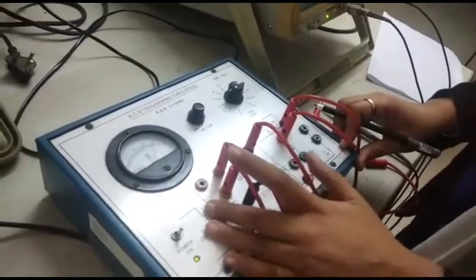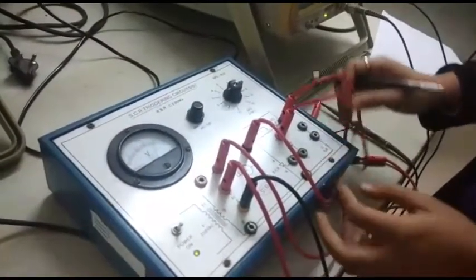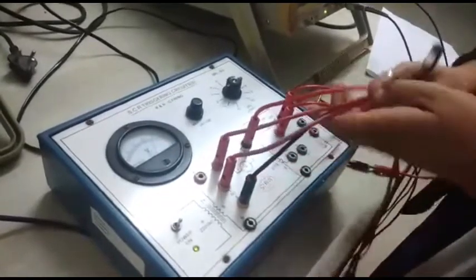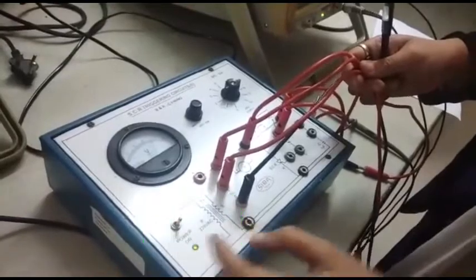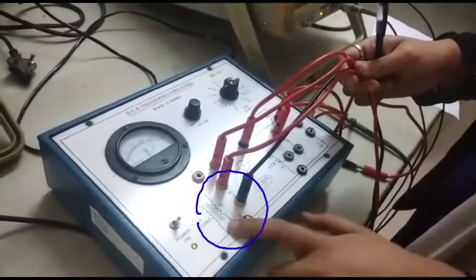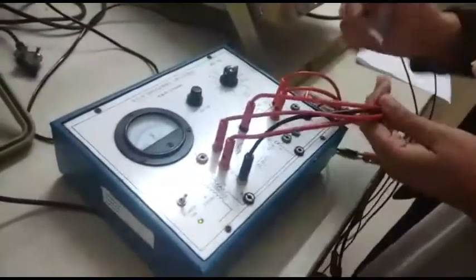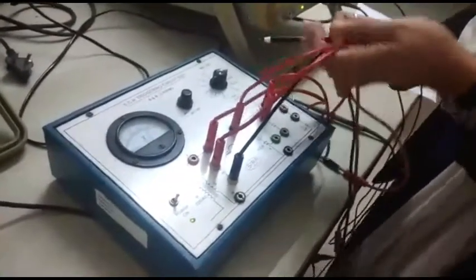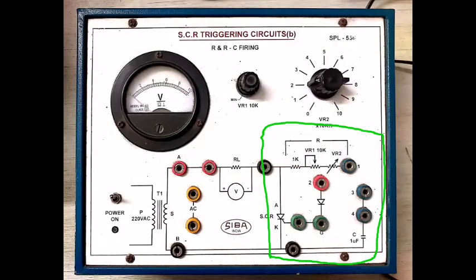So generally what we do for the gate triggering, we actually apply the gate pulse. Here you can see, according to the circuit, it is the AC applied waveform, and this waveform is stepped down by this step down transformer, and then it is applied to the SCR. And here you can see it is the anode, cathode, and it is the gate. You can see here the gate triggering circuit.